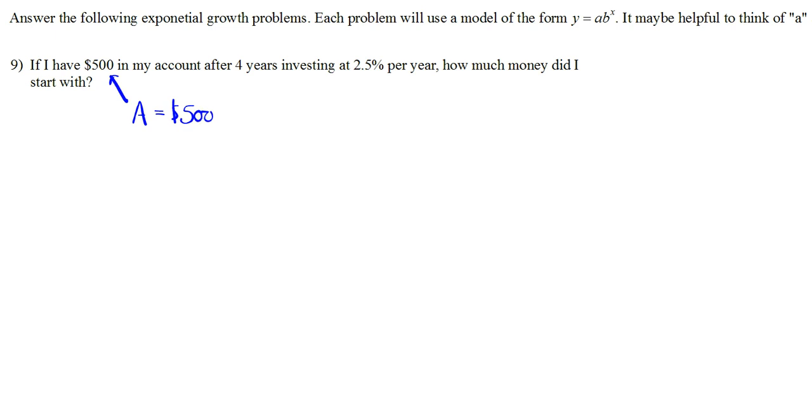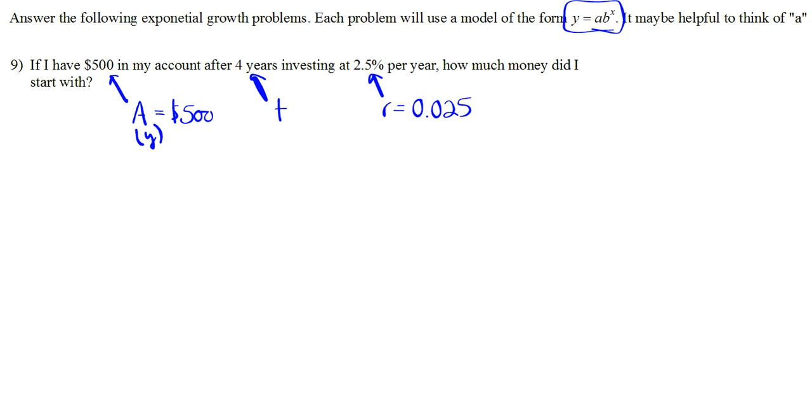So if we look at our interest equation, that would be A. If we look in our y equals ab to the x equation up here, then this would be y. It's the final result, the output. 4 years, that's going to be our t value. The rate, 2.5% written as a decimal is 0.025. So you're going to divide 2.5 by 100 because that's what a percent means, out of 100.